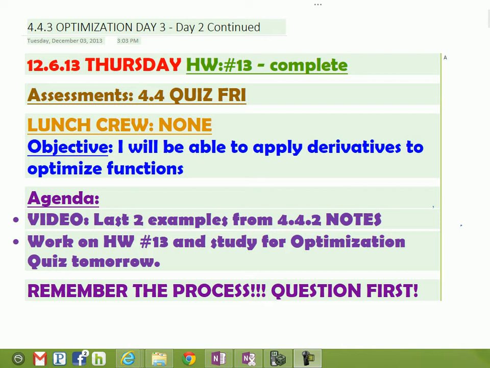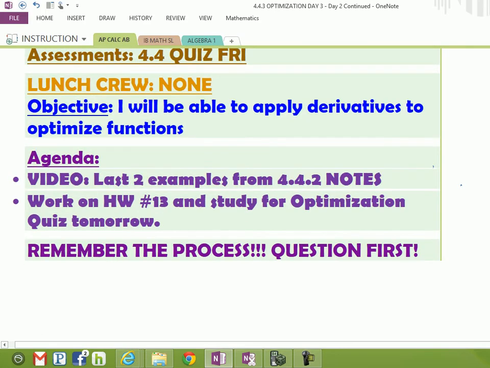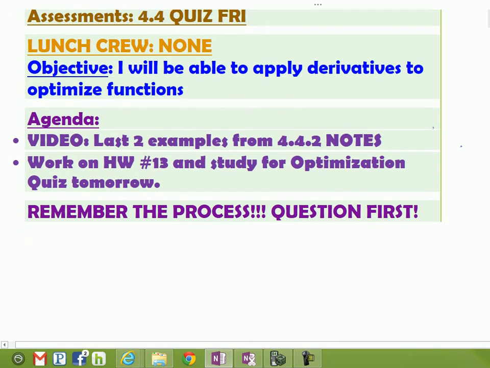And I'm going to start off with a video on the last two examples from the 4.4.2 notes. So at this point, if you really feel comfortable with optimization, you can start your homework. Otherwise, you can watch the video, and it's posted already in Edmodo and YouTube if you want to play it again. So let's start with the first question.